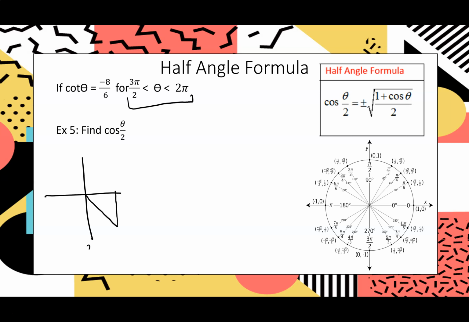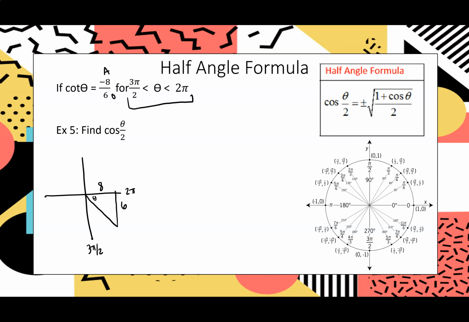We know that because this is 3 pi over 2, and this is 2 pi. We're told the cotangent of theta is adjacent over opposite. Remember, that's the reciprocal of tangent. So our adjacent is going to be right here. Our opposite is going to be right here. And we'll deal with that hypotenuse in a hot second.